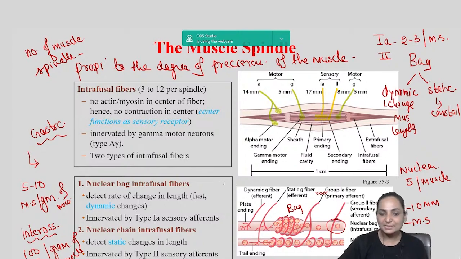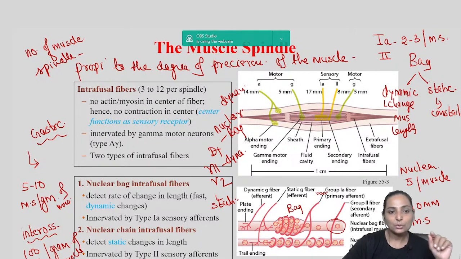Coming to the efferents, you have got gamma 1 and gamma 2. Gamma 1 is dynamic, supplying the nuclear bag fibers, so it is basically the dynamic stretch reflex. Gamma 2 is supplying the static fibers, so it is giving an idea about the static length of the muscle, right?